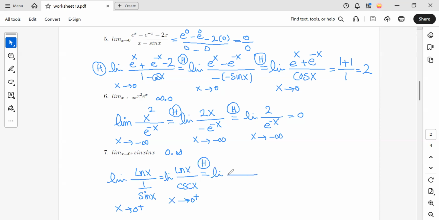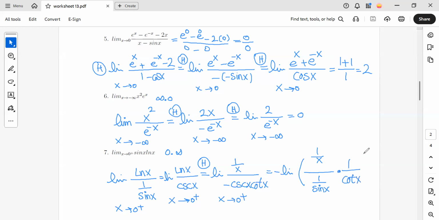So the limit of the derivative of ln of x is 1 over x. The derivative of cosecant of x is negative cosecant of x cotangent x, when x is approaching 0 plus. We try to simplify here. In order to simplify, I can rewrite it as negative limit of 1 over x, 1 over sine, because of the definition of cosecant, times 1 over cotangent.